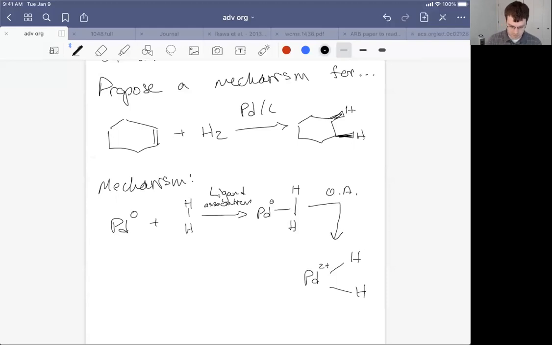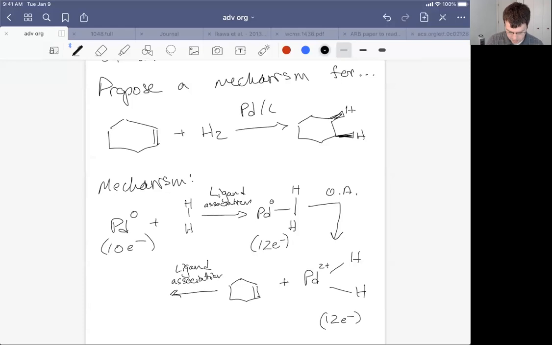If you notice, we go from 10 electrons overall to 12 electrons overall. Okay. So we're at 12 electrons overall. Palladium's changed its oxidation state, lost its d electron count. We talked about that stuff last time. Now what I want to do is adduct with the cyclohexene. This is a ligand association event again. This time, instead of forming a sigma complex, we're going to form a pi complex.